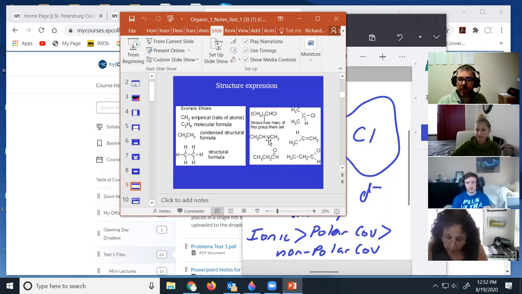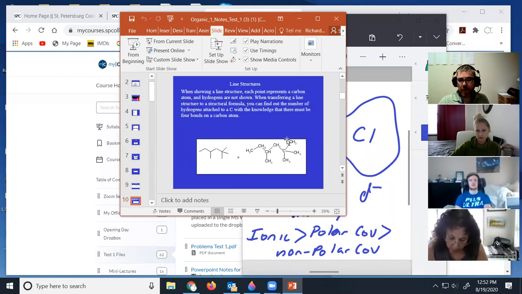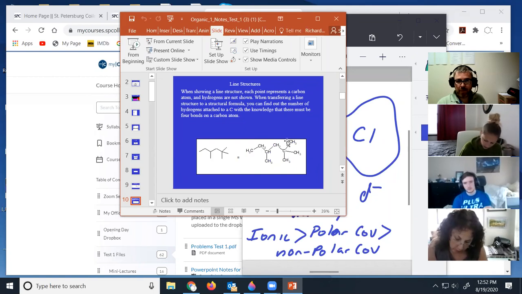Double bonds as well, you can see that. That's just sharing of 4 electrons instead of 2. These are just examples of structural formulas you might see. Now what's important here is your line structures. This is what I want you to be able to focus on here.